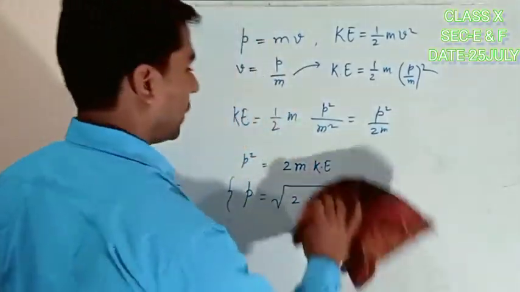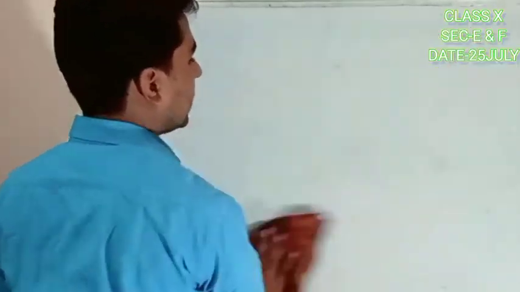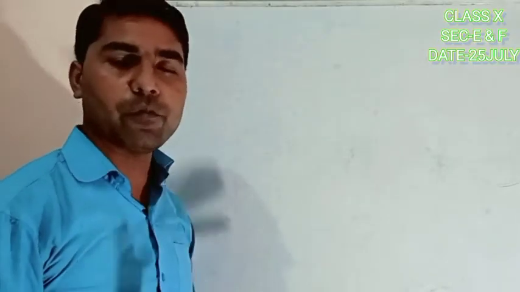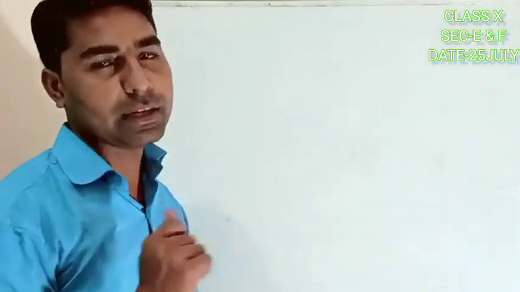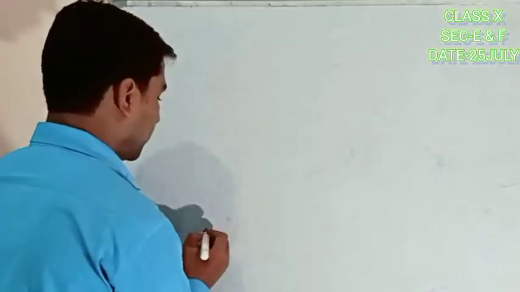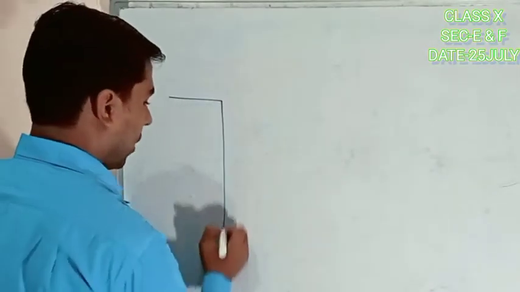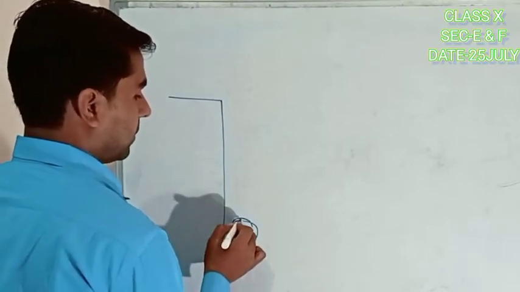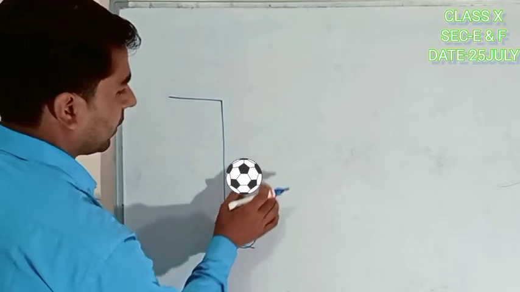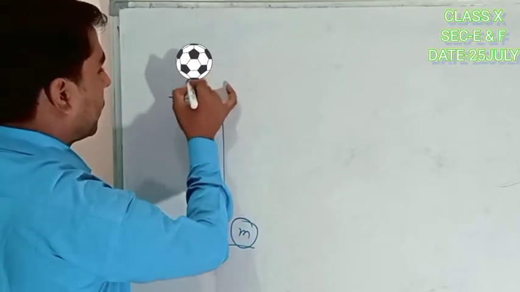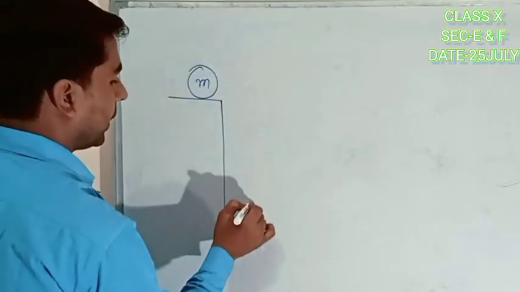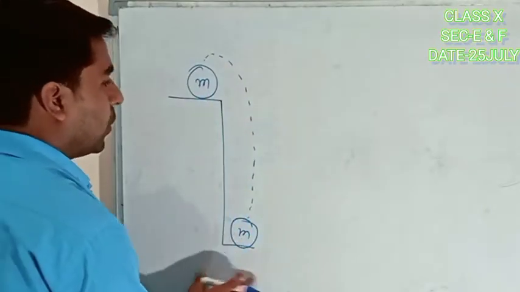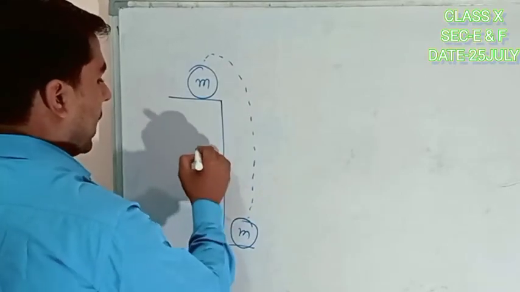So for that I am going to show you one case. In the kinetic energy case, you have seen work done. In the same way here also, whatever work is done will be changed to potential energy. Suppose an object is lying on the ground, and this object has mass m. I am taking this object from here and putting it here, up to height h.